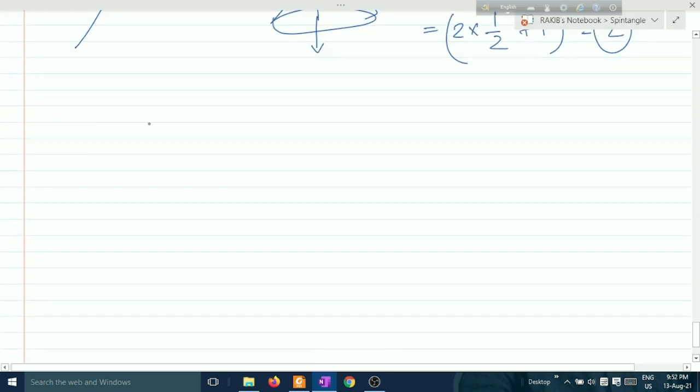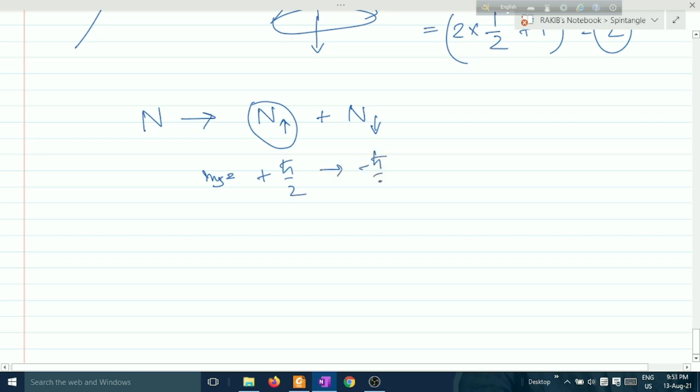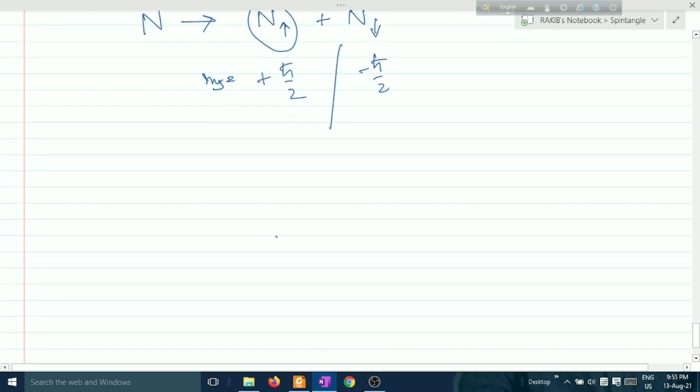Say I am giving that there are total N particles and N up. Say this is the up symbol, the number of particles along the positive half, and the down particles are in the downward direction. Say this is minus half h cut. This means spin up particle. The ms value of this will be positive h cut upon 2, and this one is negative h cut upon 2. This is not a quantum mechanical problem. So there will be two orientations of the spins.